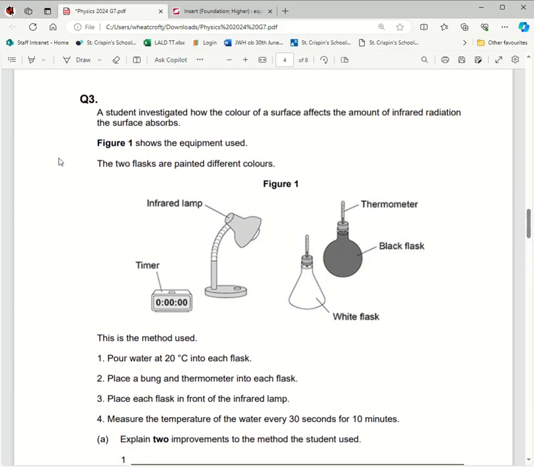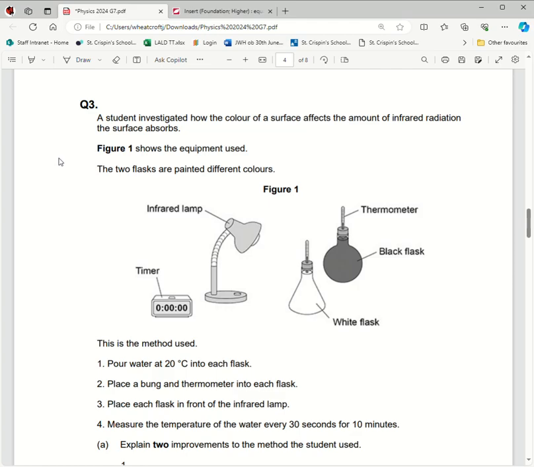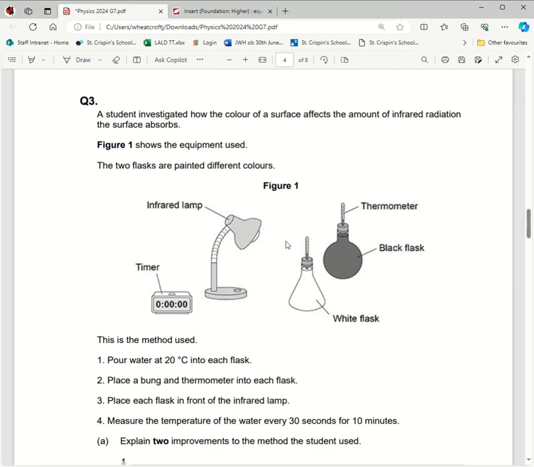Question number 3. So this is saying a student is investigating how the colour of the surface affects the amount of infrared radiation that is being absorbed. They've got some equipment whereby they've got a timer, a lamp that emits infrared radiation. We've got 2 flasks, a white one and a black one, and each flask has a thermometer inside of it.